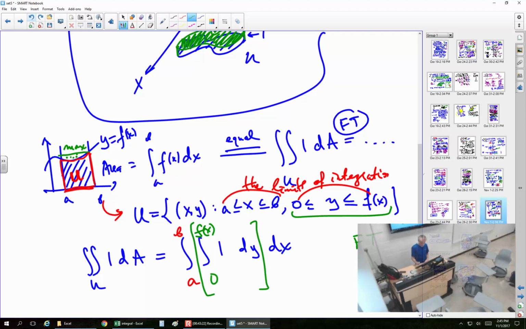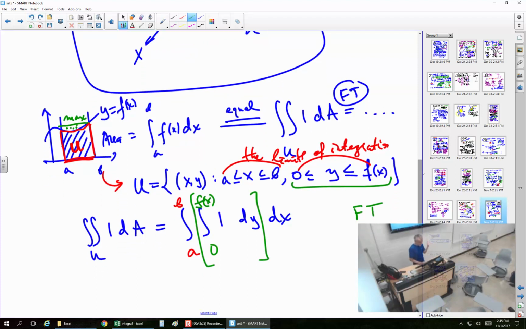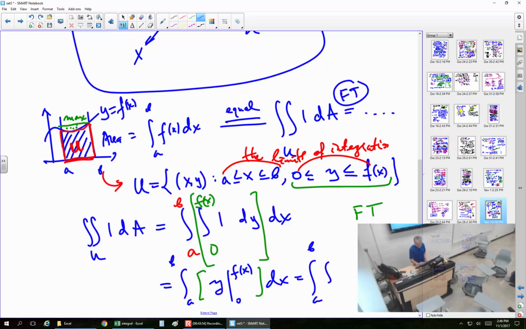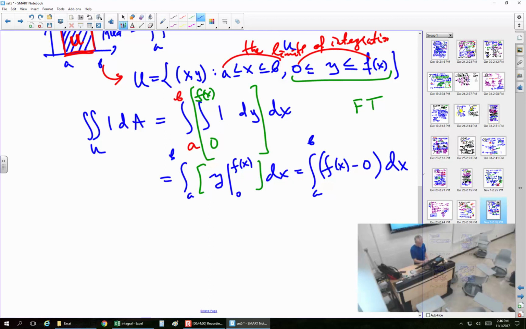But let's verify this. If I start carrying out this integration, what I'm going to have is the integral from A to B of what's inside the brackets. I integrate 1, I get what? y with limits 0 and f of x, right? dx. So that is still what's in the brackets. Applying the fundamental theorem, I have f of x minus 0 dx, right? And that's it. And then we're back to the original integral.